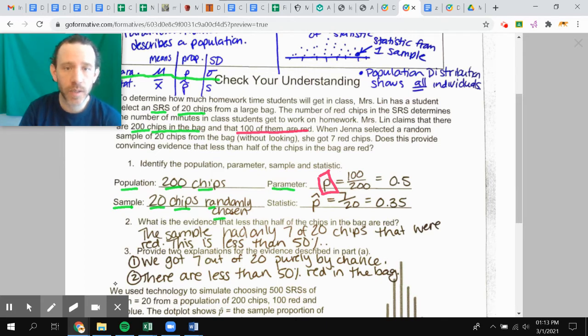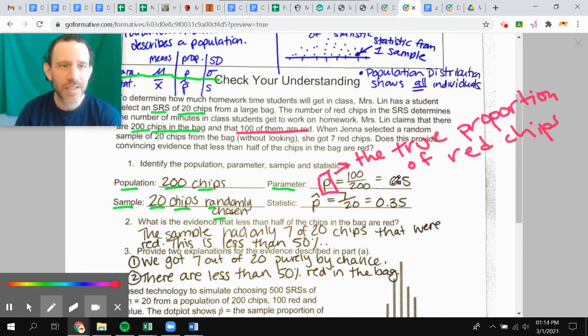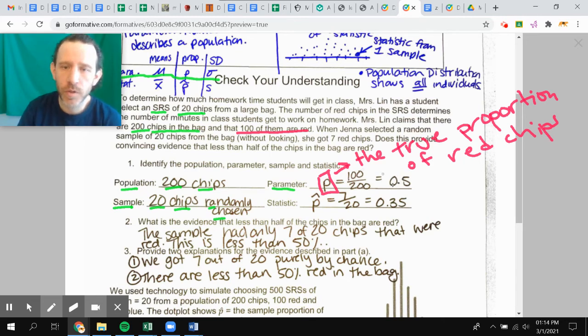So when you define a parameter, you're going to define it in words. So what are the words that you're going to use for P here? What's the context? Well, we would call P the true proportion of red chips. And we use that word true to describe our population. If you don't use true, but you say population, that's enough. Or if you say the proportion of all red chips, that's another way you could talk about this in terms of the population.